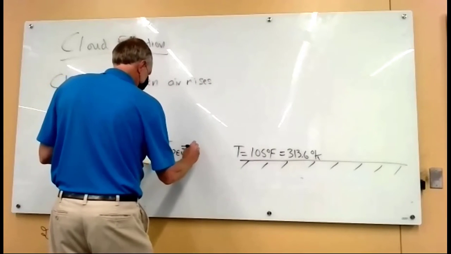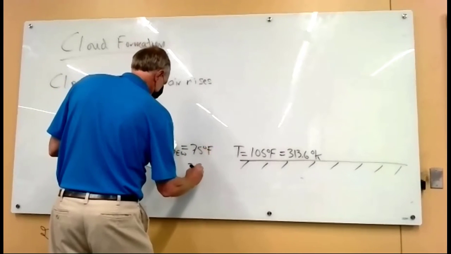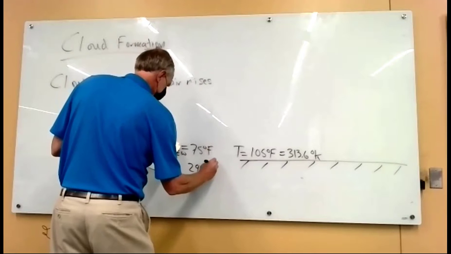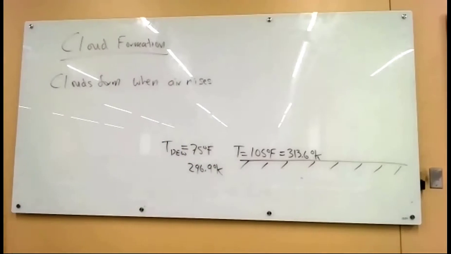The dew point is 75 degrees F, which is 296.9 degrees K. And the dew point is determined by if the air with the moisture in it right now cools down to that temperature, then water vapor starts to condense out. You can actually measure the dew point.